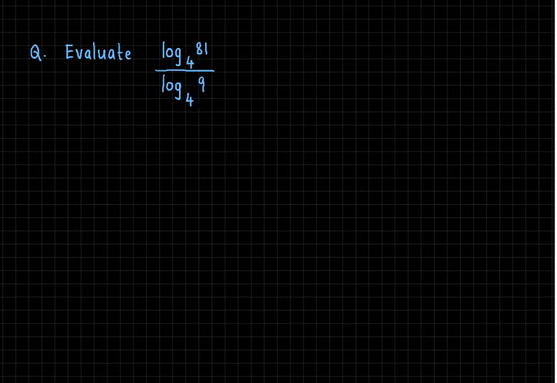so therefore we can use the change of base formula and write this as log of 81 to the base 9, and we know that 81 is clearly the square of 9, so therefore the answer is 2.